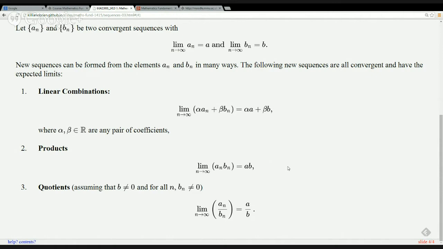Okay. So case 1 about linear combinations. So we'll assume we've got the two convergent sequences, AN and BN, as stated in the theorem. And we need to show that alpha AN plus beta BN converges to alpha times A plus beta times B as n goes to infinity. That's what we have to show. Now, what do we have to do in order to prove that? Well, we have to demonstrate that the definition is satisfied in this case.